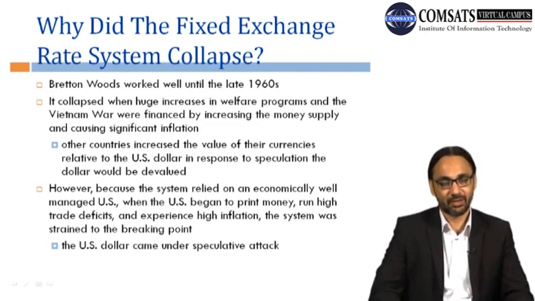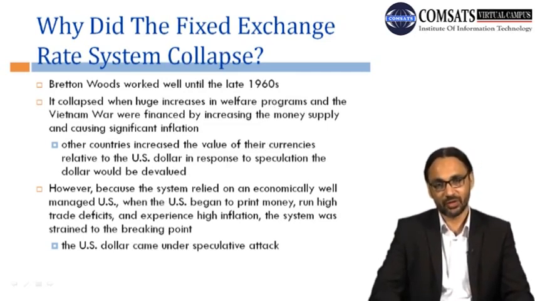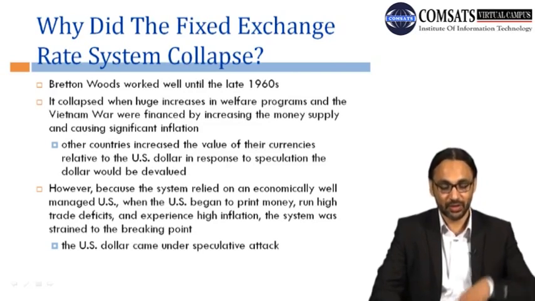Because in the late 60s there was trouble for the USA. The USA was directly involved in the Vietnam War, and they had unemployment within the country. What President Johnson intended to do was increase government spending, which was not backed by taxes, rather by printing money.